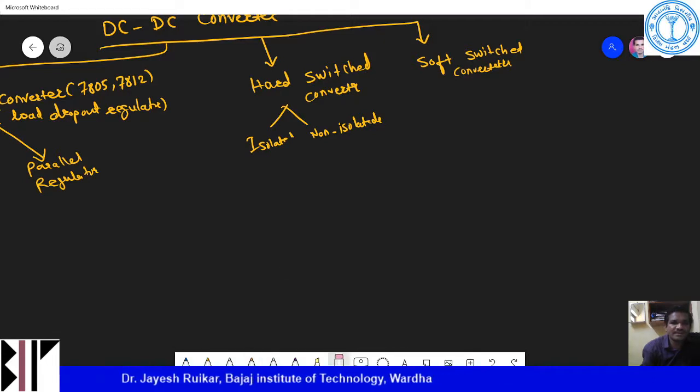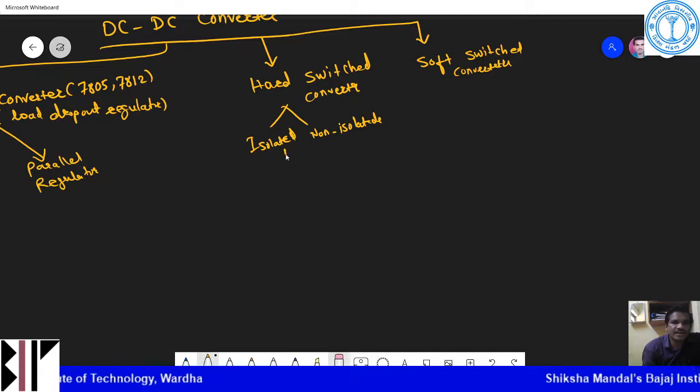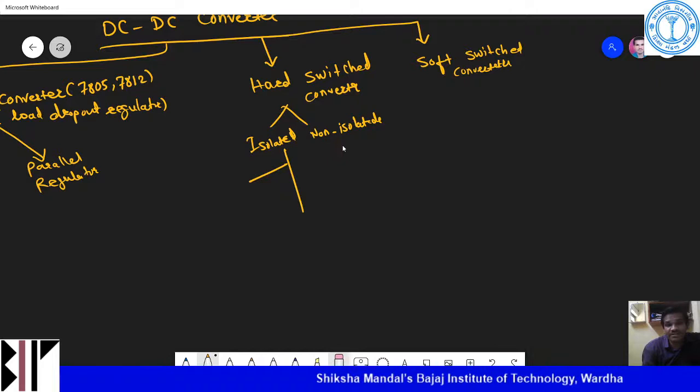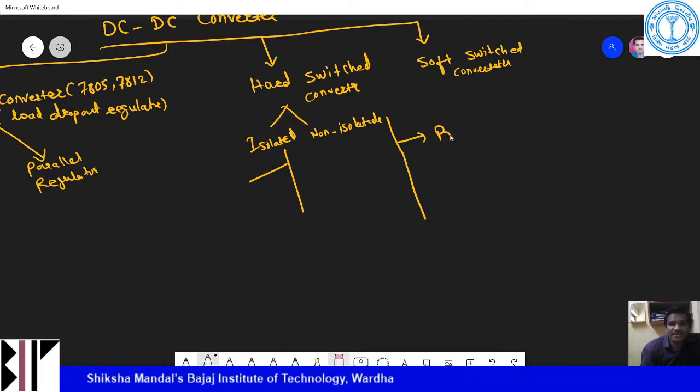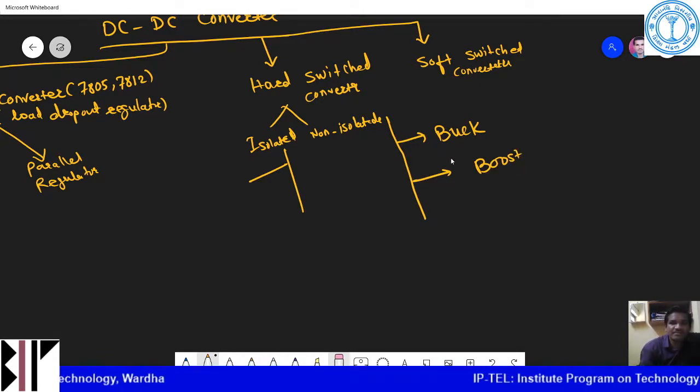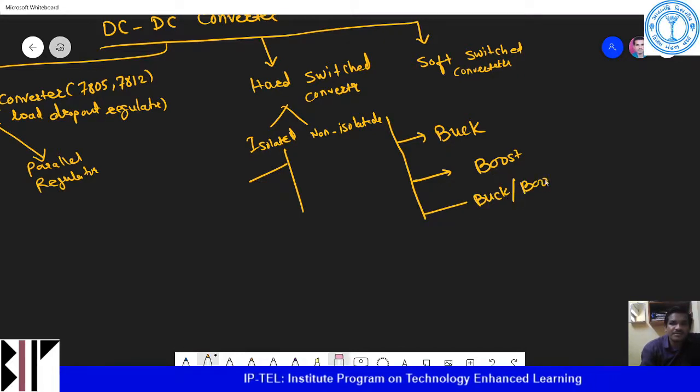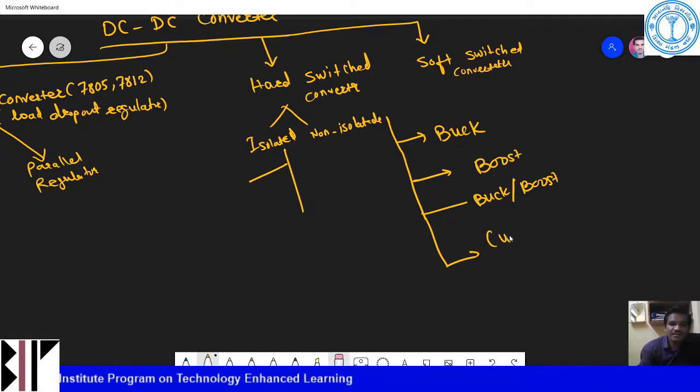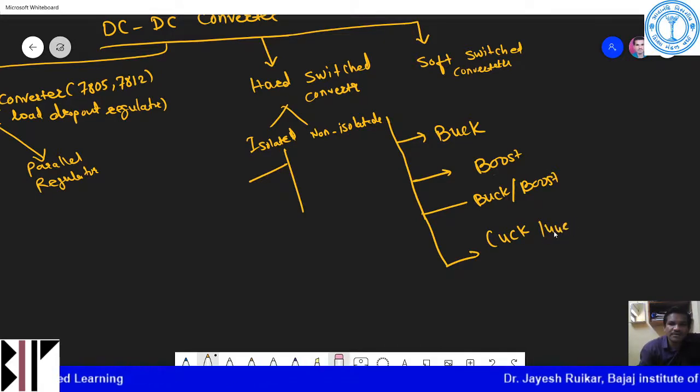Isolated converter. What are the types of isolated converter? I will talk about the non-isolated first. In the non-isolated converter, we have the buck converter, then the boost converter, or you can say the buck-boost converter, and then the Cuk converter.